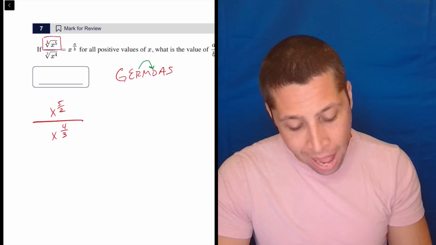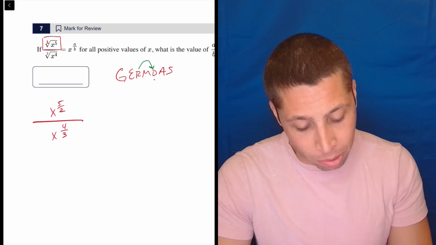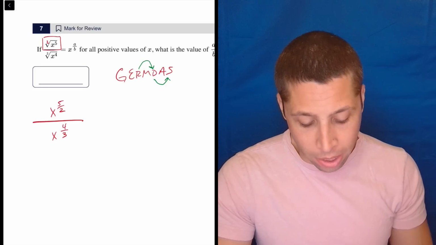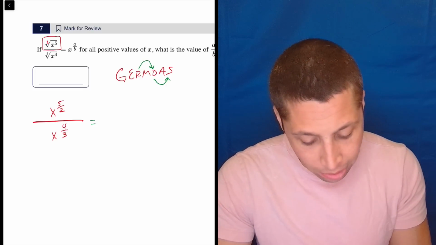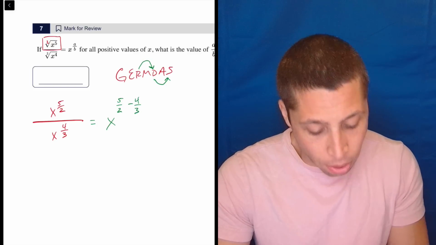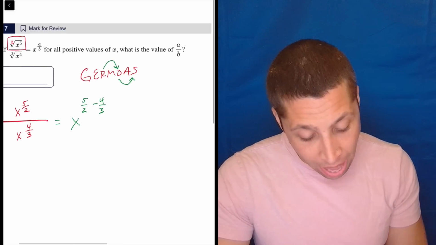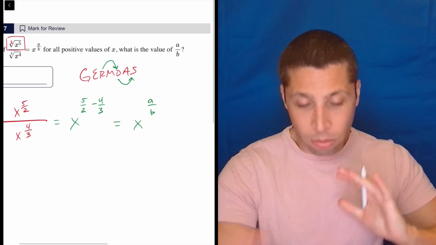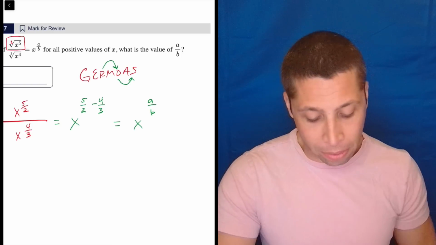But even more so, now we have division of two things with the same base. So we move 2 spaces, and that gives us subtraction. So we're going to subtract these exponents. So what we're really doing here is x to the 5 halves minus 4/3. And we want to see that being equal to x to the a over b. So I don't care about a and b separately. I only care about the whole thing.